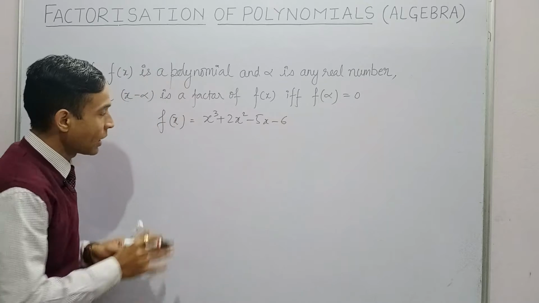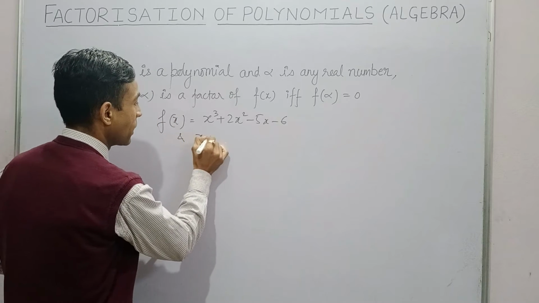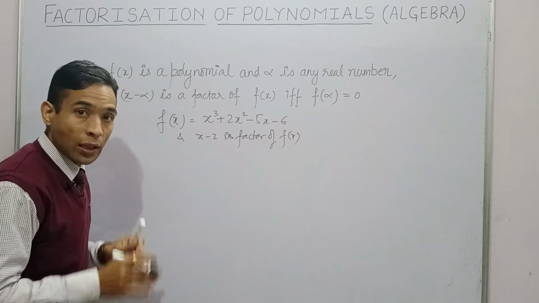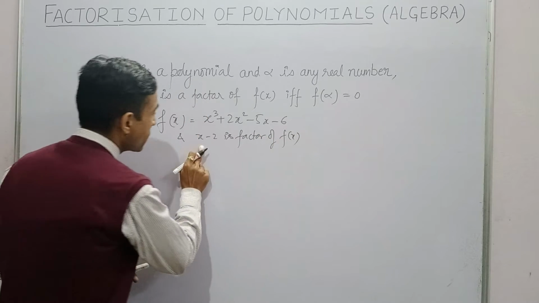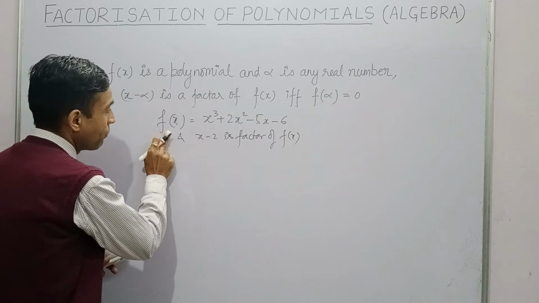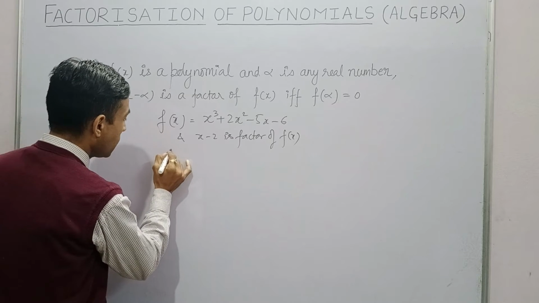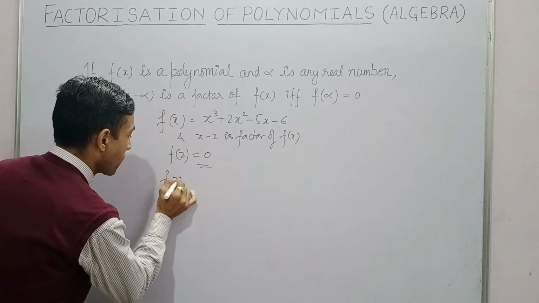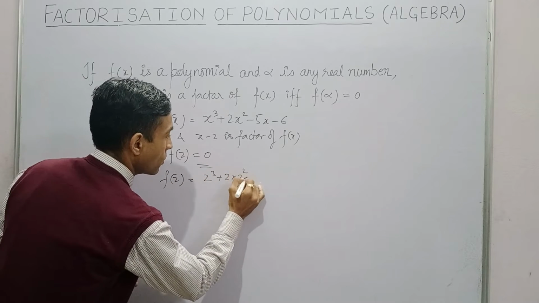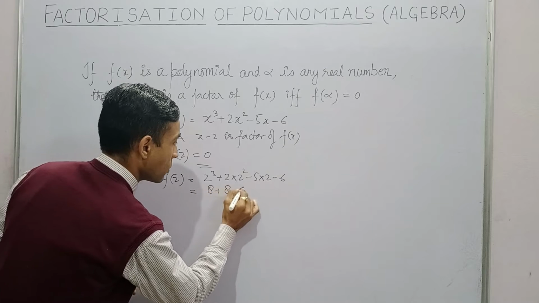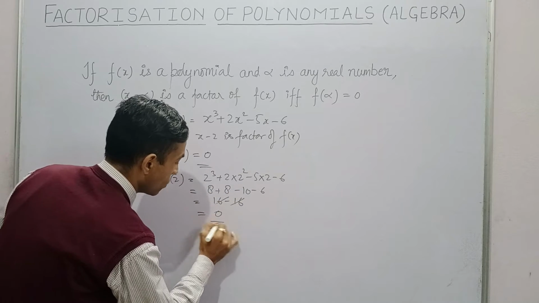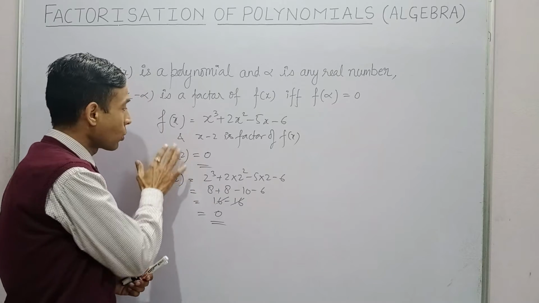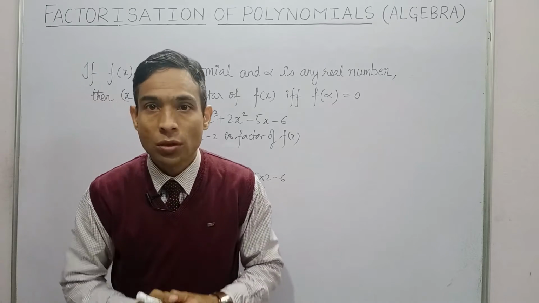Let's say we have a polynomial f(x) and x minus 2 is a factor of f(x). Then according to the factor theorem, x minus 2 will be a factor of f(x) if and only if f(2) is equal to 0. Now let's check this. So yes, the theorem holds true in this case and x minus 2 is a factor of f(x). Now let's do some questions on this topic.